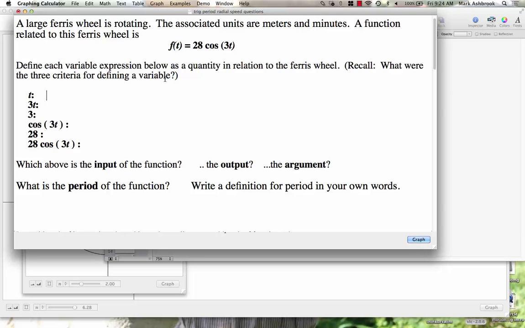I should have said, in relation to a car on the Ferris wheel. That helps you a little bit. You need a specific point on the Ferris wheel. Suppose you're riding it, the car you're in. So in relation to a car on the Ferris wheel. Is that what they call it? A car? A bucket? We'll call it a car.